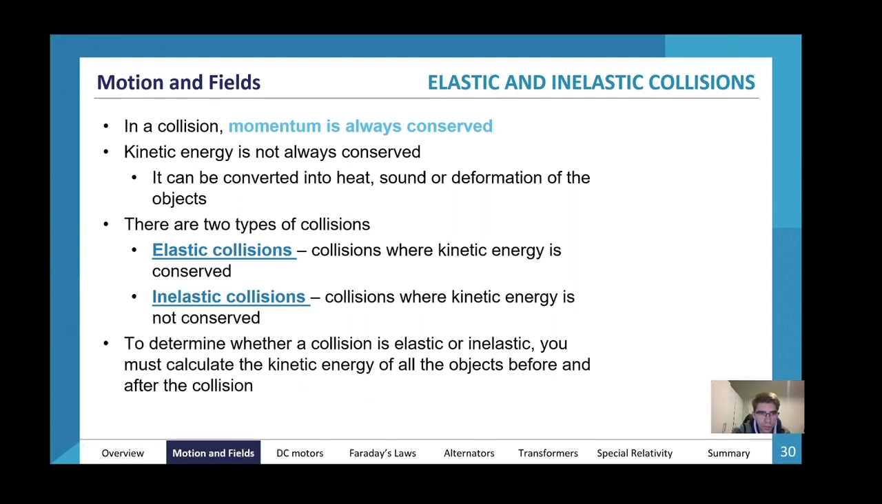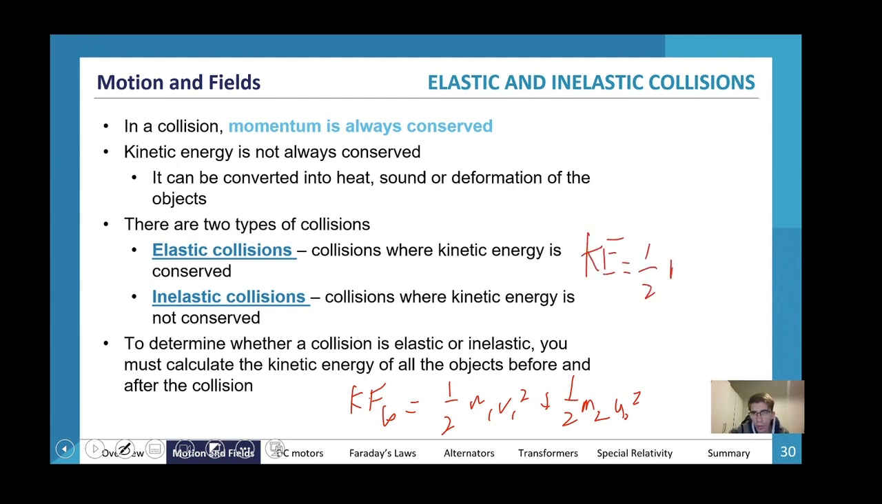Well, essentially, kinetic energy before the collision should be half m1 v1 squared of that object, plus half m2 v2 squared, the velocity of that object. This is before the collision. After the collision, the kinetic energy of the system should be half, again, m1 v squared plus half m2 v squared. So this is u, and then v.